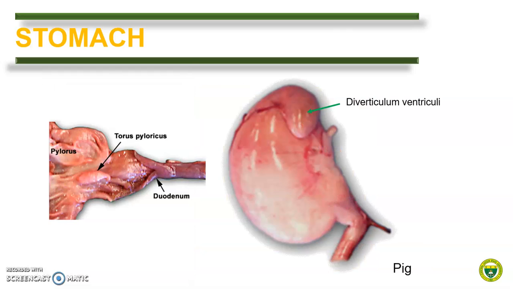The pig's stomach is characterized by the presence of a diverticulum surrounding the fundus called the diverticulum ventriculi. The pylorus has a prominent fleshy protuberance called the torus pyloricus.